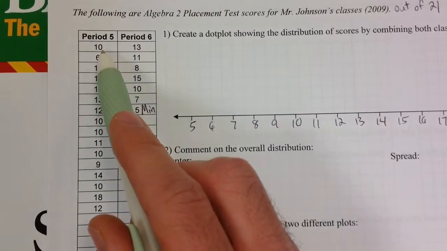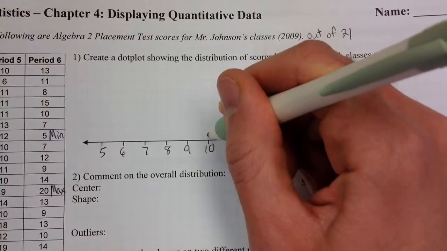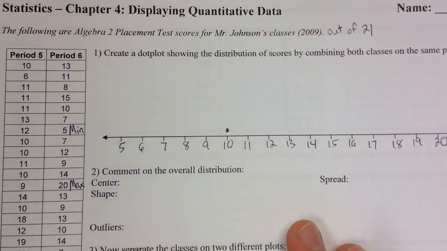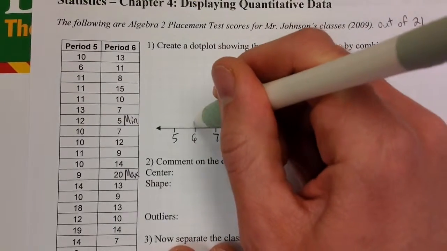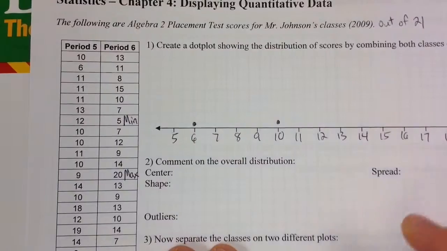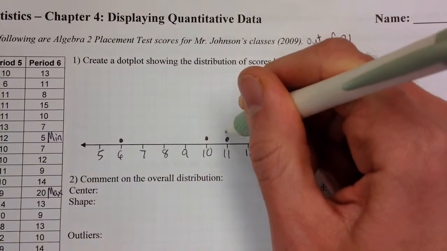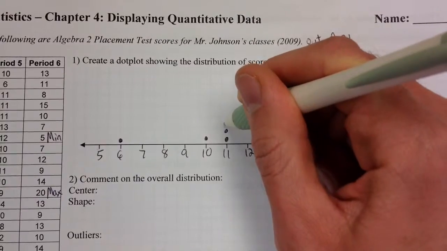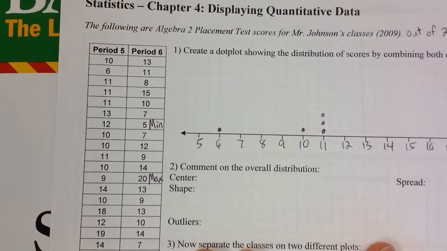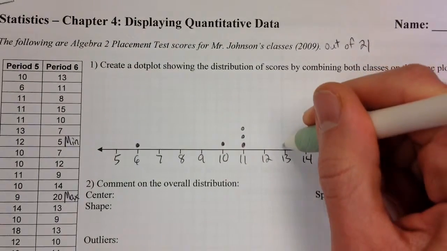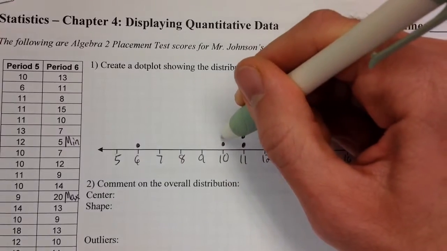So the first student here in period 5 got a 10 on this exam out of 21. There was no partial credit. It was all open-ended. And then the next person gets a 6, or got a 6. We have 3 11s next. It's like the band 311, huh? And then 13, 12, etc. So make your dot plot now.